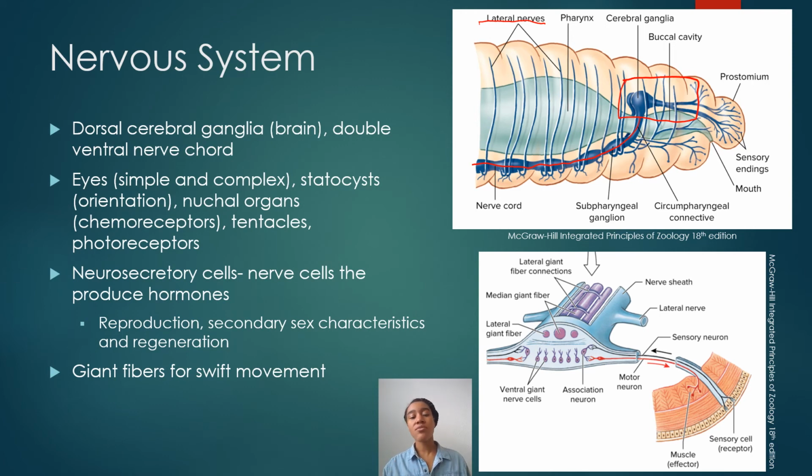In addition to all of this, they also have some cells called neurosecretory cells. These are nerve cells that produce and excrete hormones. These hormones are important because they play a role in reproduction, secondary sex characteristics, and regeneration when needed. And then finally, they have giant nerve fibers in their body that help them to move swiftly when they need to escape predators. You can see those giant nerve fibers here in this image. If you stimulate those nerve fibers, you can stimulate those muscles very quickly and move a lot faster away from predators than if you didn't have those fibers.